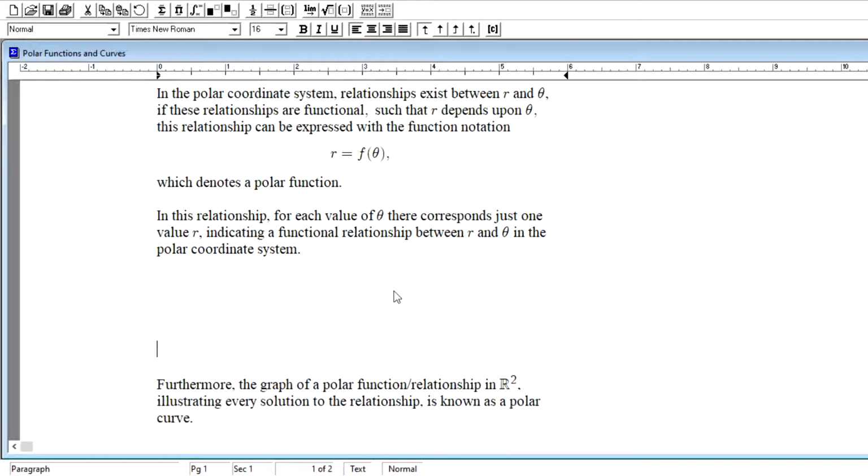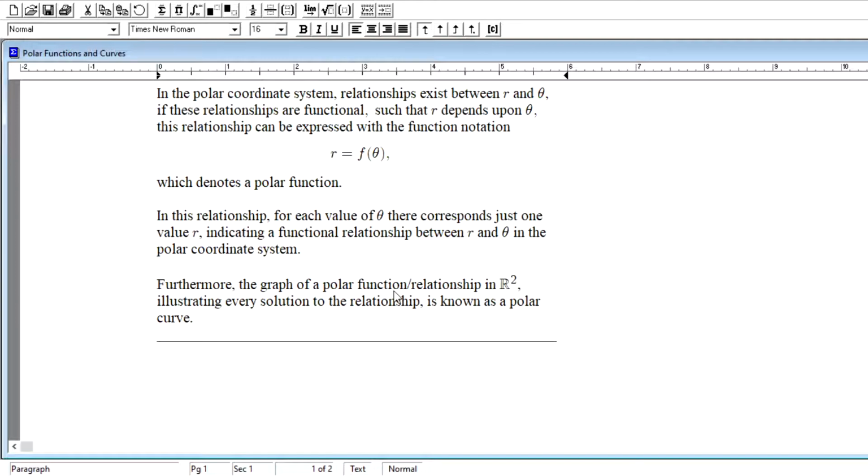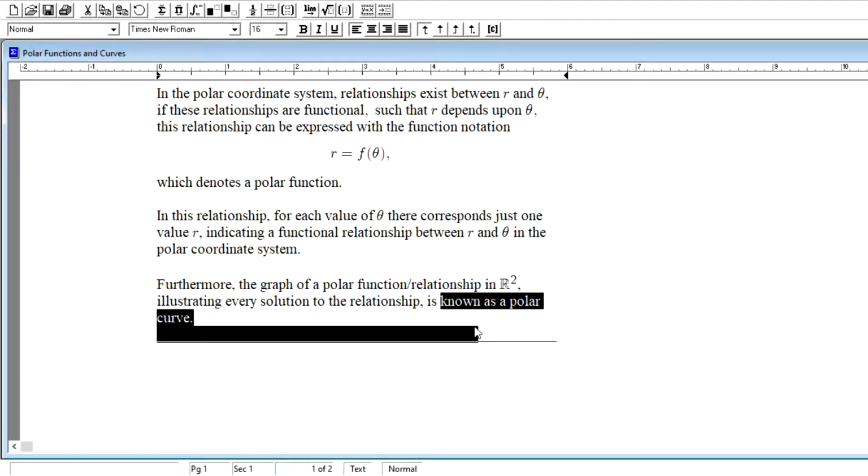Now, we can go further and note the graph of a polar function, or a polar relationship in R2, illustrates every single solution to that relationship and is known as a polar curve. When we think about the graph of something like a polar function, this r equal to f of theta, that graph is going to highlight every single value of r and theta that makes this relationship true. And that graph is known as a polar curve.